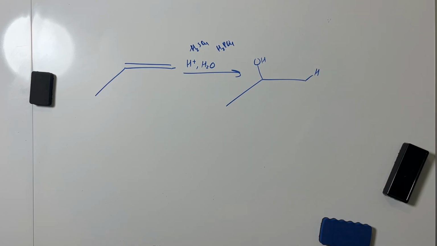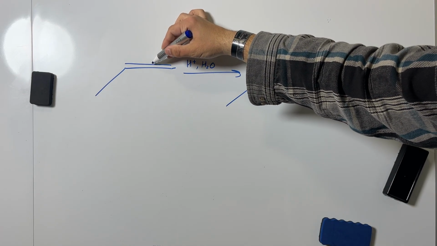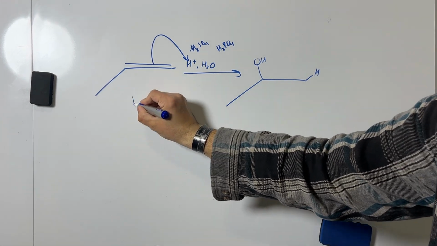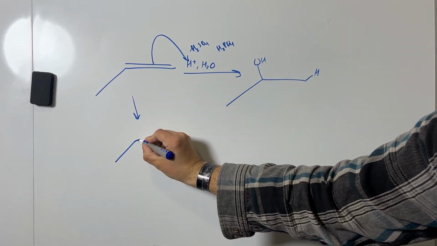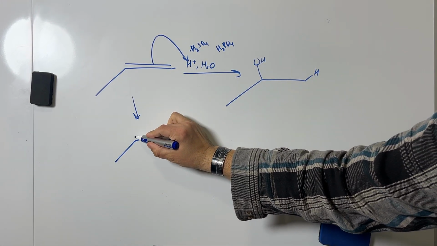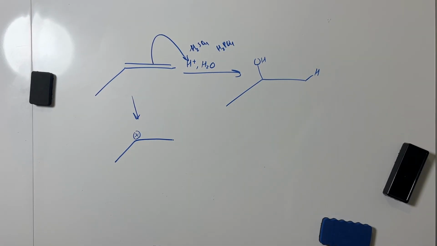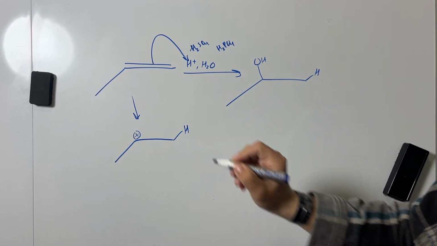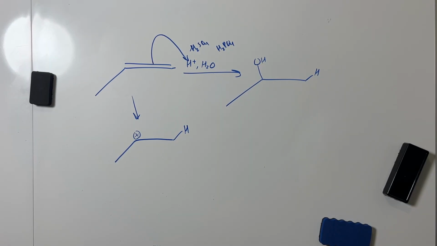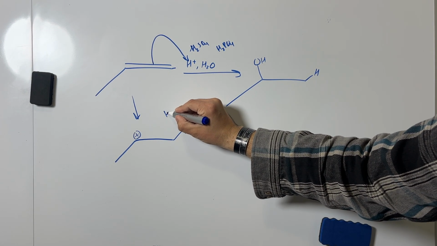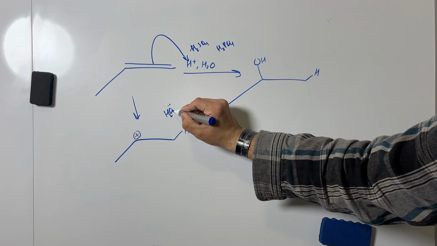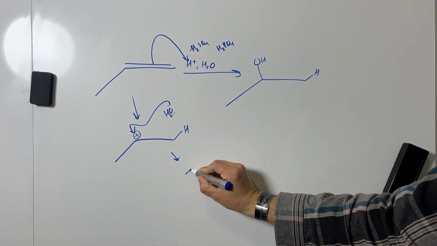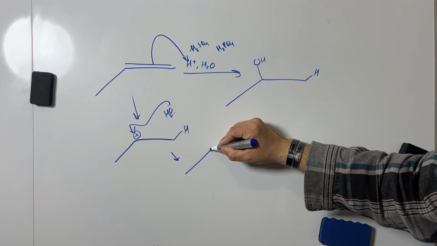So let's walk through our mechanism here. What's going to happen? Our pi electrons in our double bond are going to come and grab that proton. And we're going to form a carbocation at the secondary position. And this is why I say this is the same reaction mechanism as HBr addition, because this is what it looks like for HBr addition. Now we have water. It's going to come in and nucleophilically attack that position.